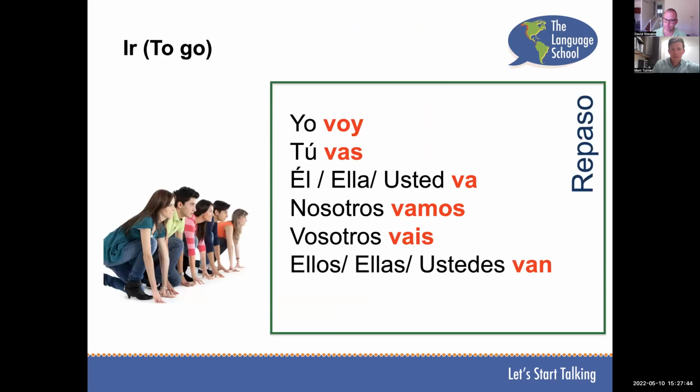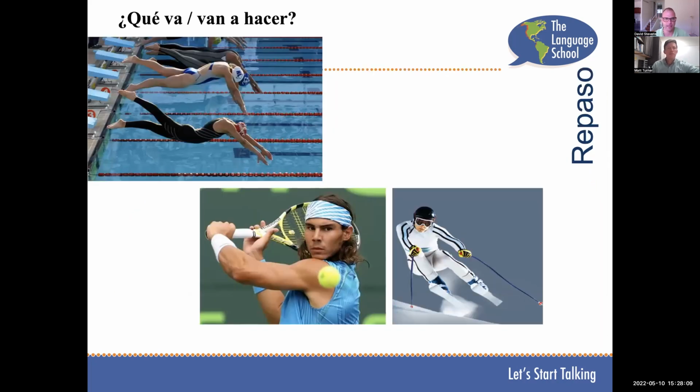Ok, muy bien, Mateo. Vamos a hablar del verbo ir, que es un verbo súper irregular. Repite, yo voy. Tú vas. Él va. Ella va. Usted va. Nosotros vamos. Ellos van. Ustedes van. Muy bien.